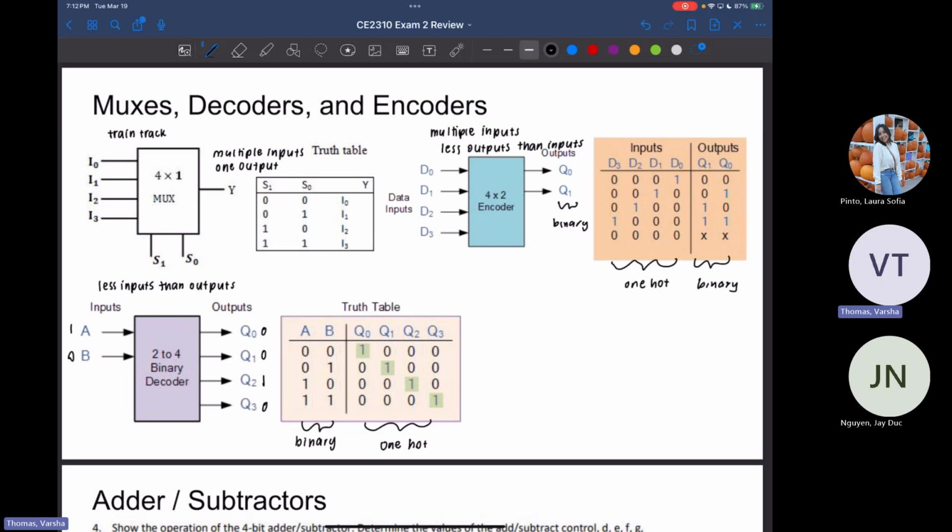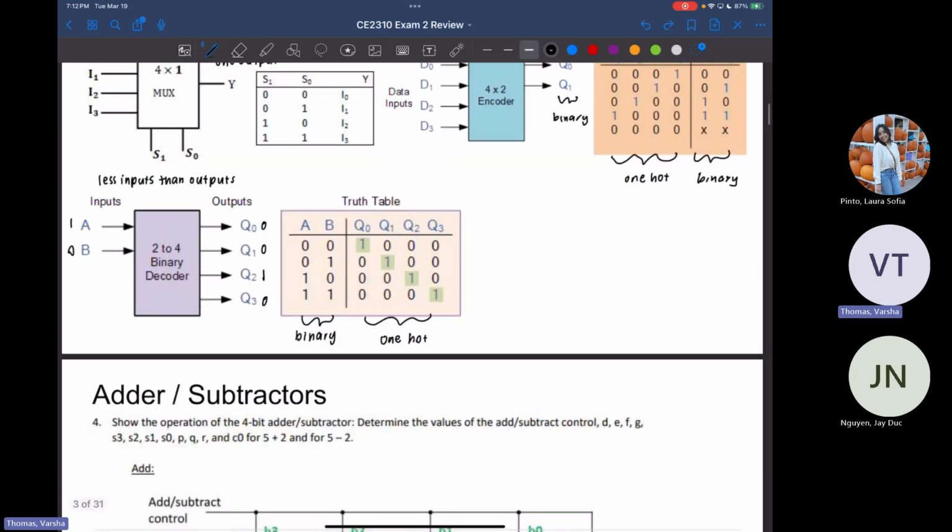So it's good that you know the difference between all of these, and I like to think of it as: a mux has one output, so it's like a train track, you pick one input to go all the way through. An encoder has multiple inputs and fewer outputs, and then a decoder is the opposite, with fewer inputs than outputs.